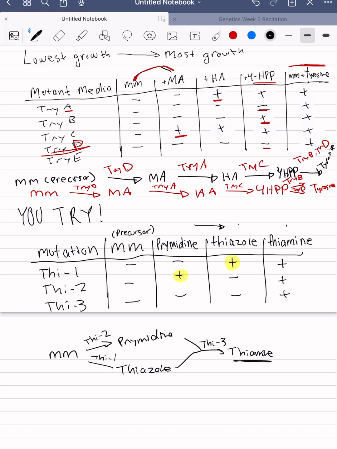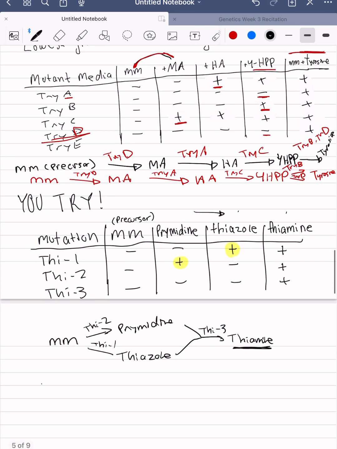So this right here, if we were to add this into the mix, this would rescue all of this because it would allow for growth at every single mutant because it comes at the end of the pathway. And a way to think of it is if we have a road.